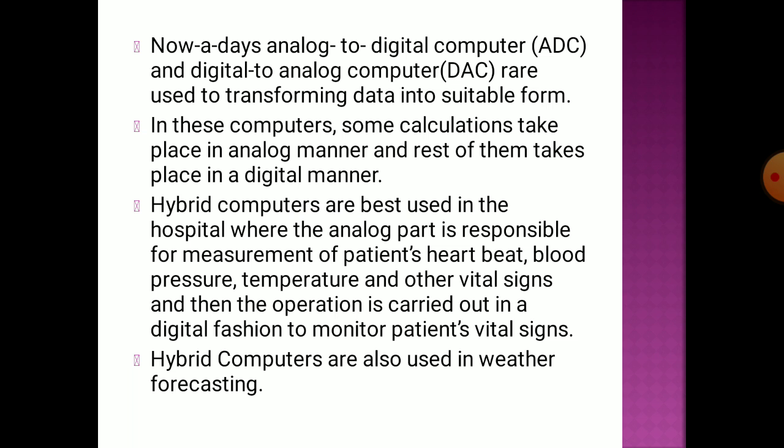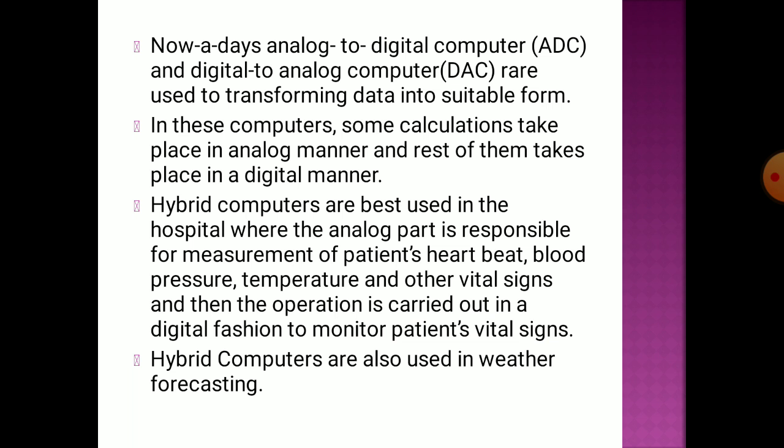The example of how it works in the hospital is that the analog part is responsible for measuring the patient's heartbeat, blood pressure, temperature and the other vital signs. And then the operation is carried out in a digital fashion to monitor the patient's vital signs. So the best example of using hybrid computers is in hospitals, where they are used based on analog data and also based on digital data.